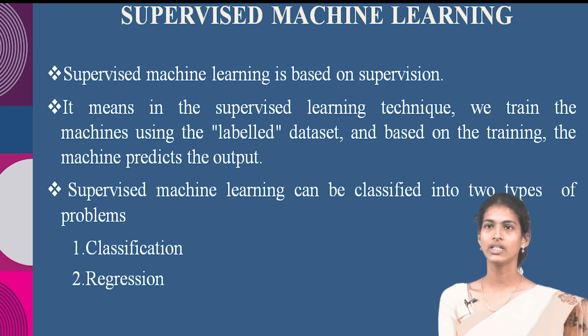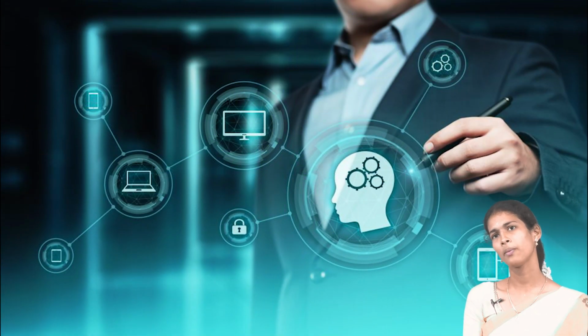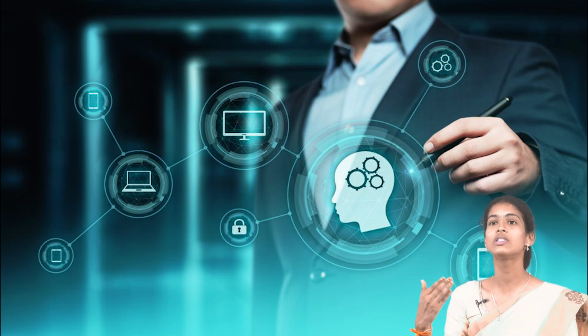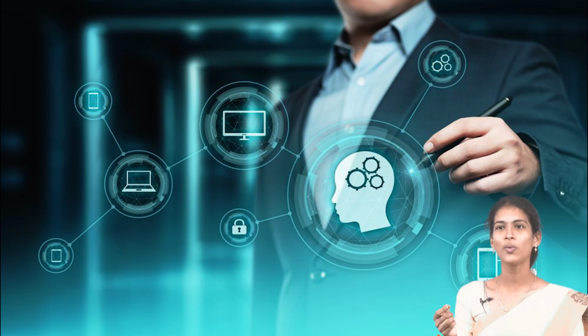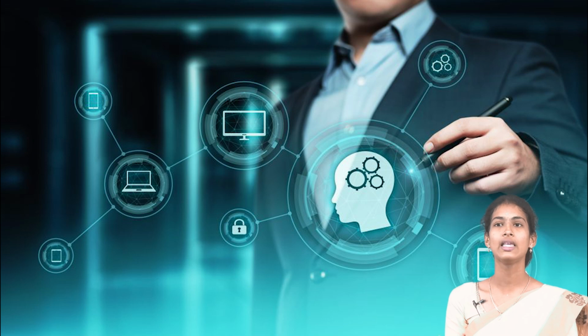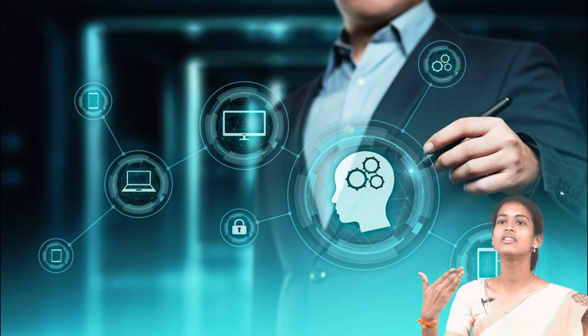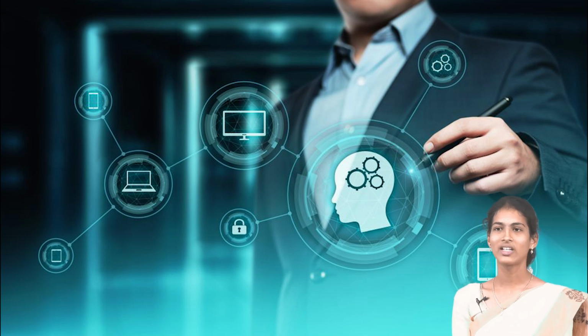Categories of supervised machine learning. The first type is classification. The second type is regression. The first type, classification algorithms, are used to solve classification problems. The output variable is categorical, such as yes or no, male or female, red or blue, etc. This classification algorithm predicts the categories present in the data set. Some real-world examples of classification algorithms: spam detection, email filtering, etc. Some popular classification algorithms are given below: random forest algorithm, decision tree algorithm, logistic regression algorithm, support vector machine algorithm.